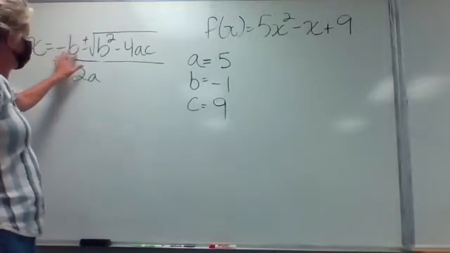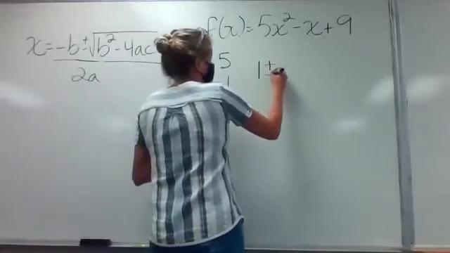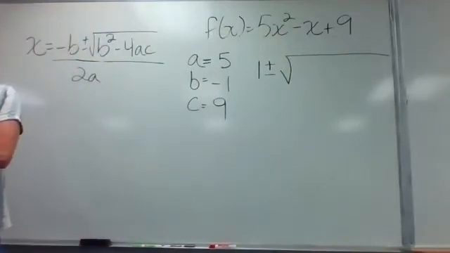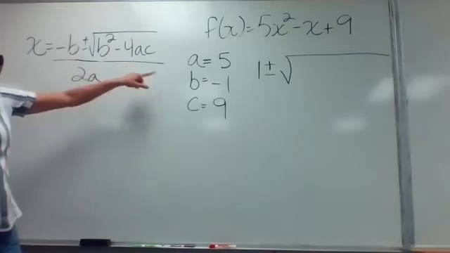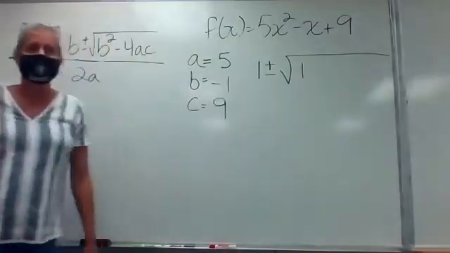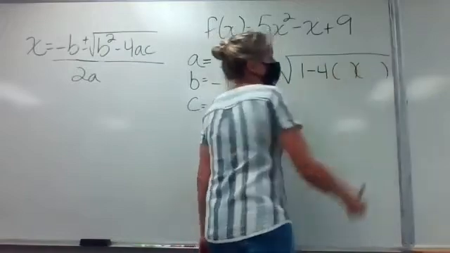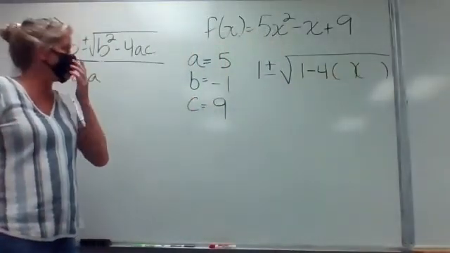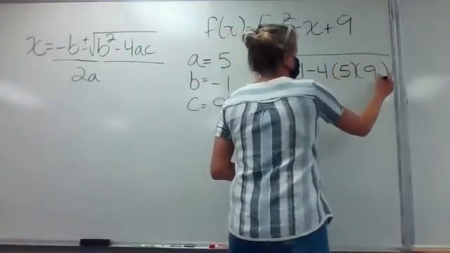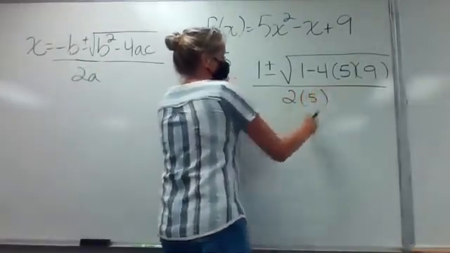Plugging into my formula, I need the opposite of B. So the opposite of this B will be +1. And the plus and minus, and then your long radical. The first thing under your radical is your B, but square it. If you square -1, what does it turn into? +1, right? Then the -4 from the formula, and then A and C, which is 5 and 9. All over 2 times A, which is 2 times 5.